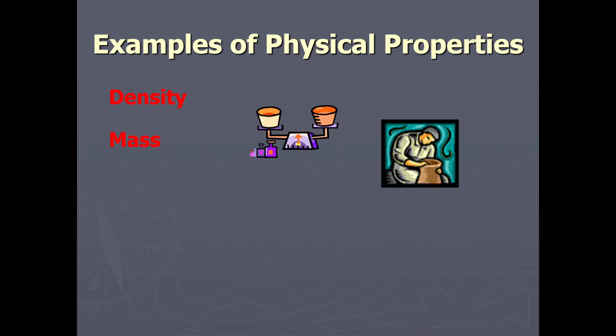Mass is a physical property. Volume is a physical property. Malleability. Malleability is the ability to be molded, bent, or I like defining malleability as, if you have gold, gold is extremely malleable. You can get a hammer and hammer a block of gold down to 1 atom thick.